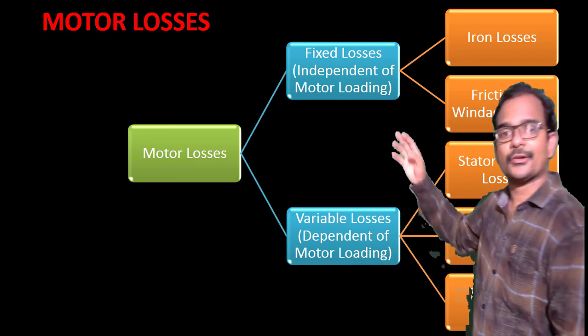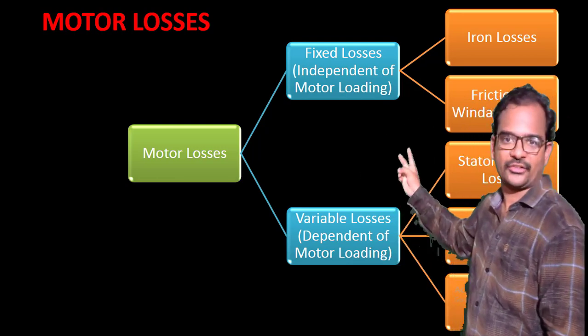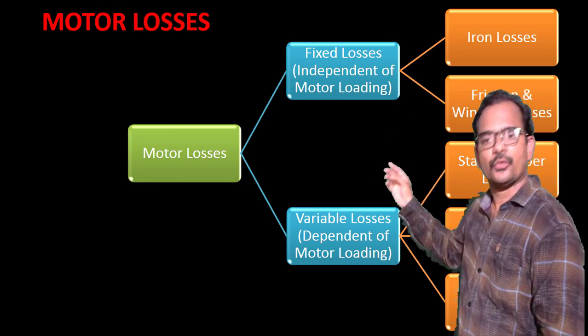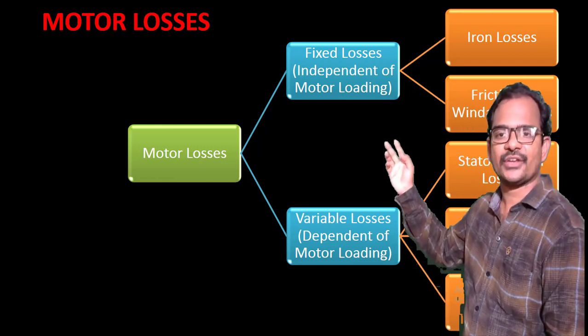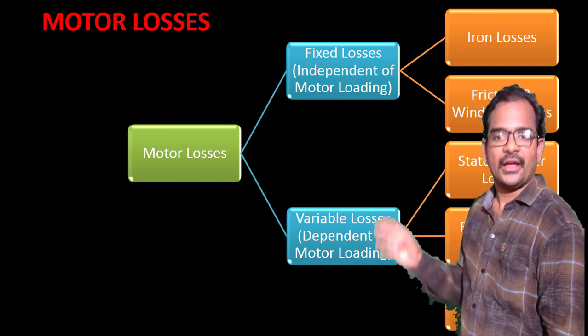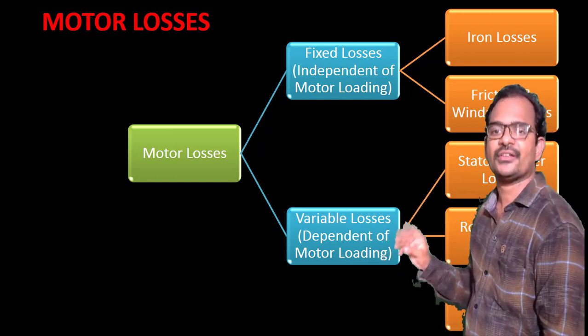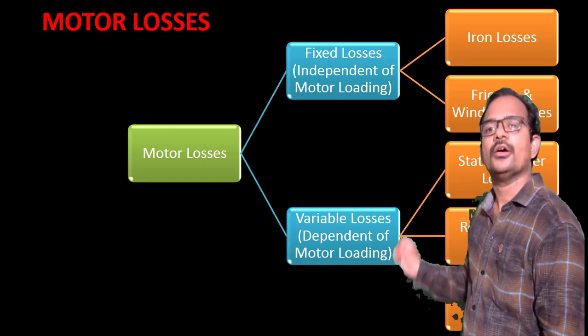Now what are these fixed losses? The fixed losses are further classified into two broad classifications. The first one is the iron losses, and the second one is the friction and windage losses. And again, these iron losses are of two types: eddy current losses and hysteresis losses. And these variable losses are again classified into three broad classifications: the stator copper losses, rotor copper losses, and stray load losses.